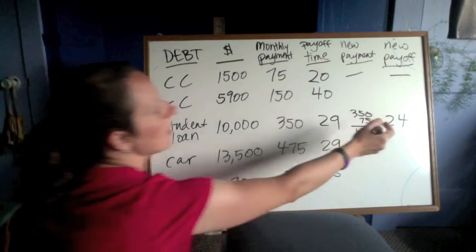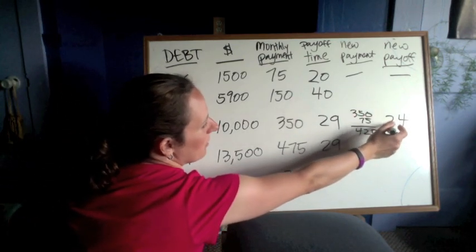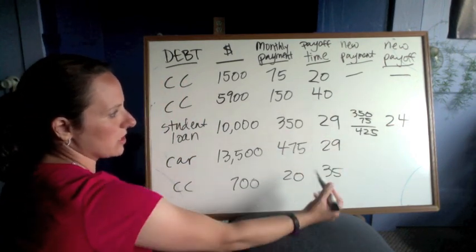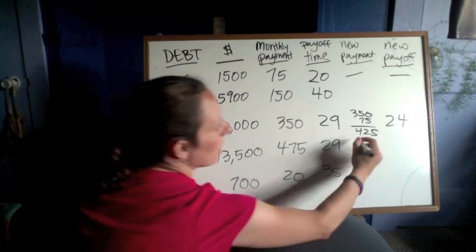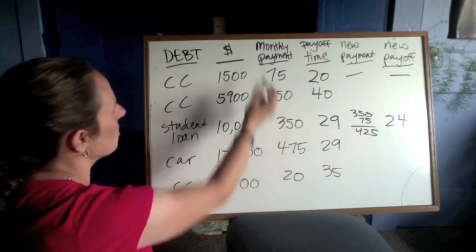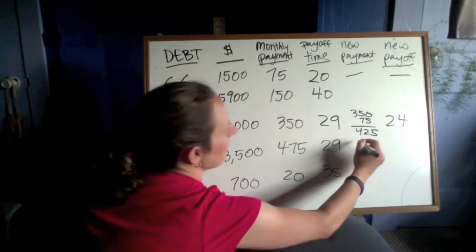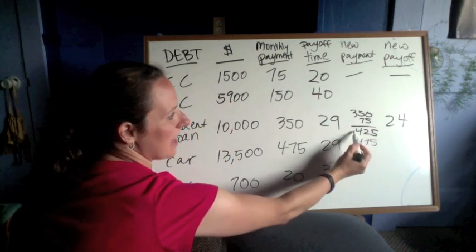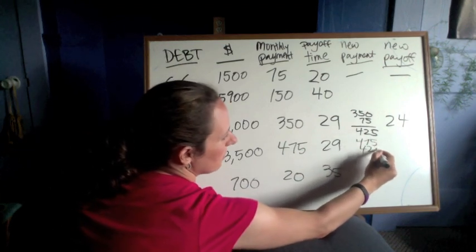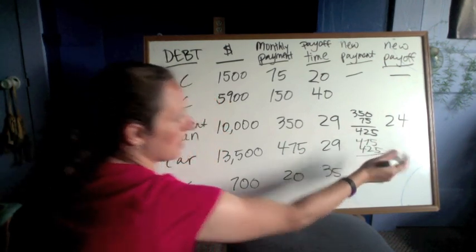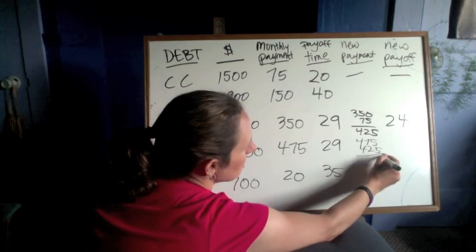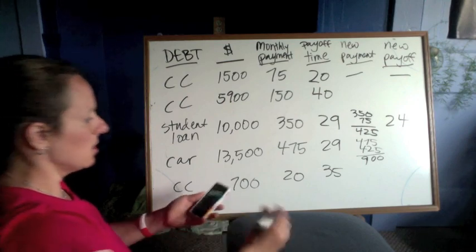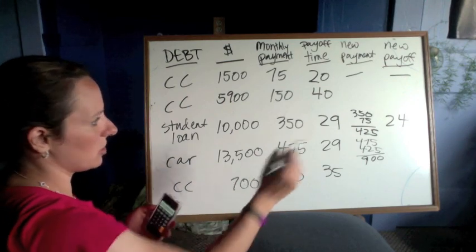Okay, now, once you pay that off in the 24 months, you go to the next lowest one. The next lowest one would be another one that's 25 months. The monthly payment is 475. Now you're going to add that 425, because you're just going to keep applying it to the next one. So that's 900. Now you have 900 as your new payment.